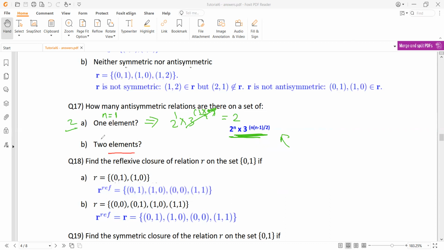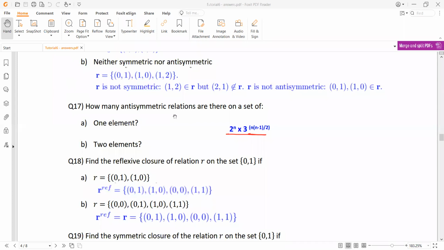And here, if I have two elements, n is equal to 2. So 2 to the power of 2, which is 4, times 3 to the power of 2 times 1 by 2. So this is 4 times 3, which is 12. Same answer, we got it. Okay. So you can even memorize the formula for finding out how many anti-symmetric relations could be generated from a set. Or you can do it the same way as I've done it, applicable.